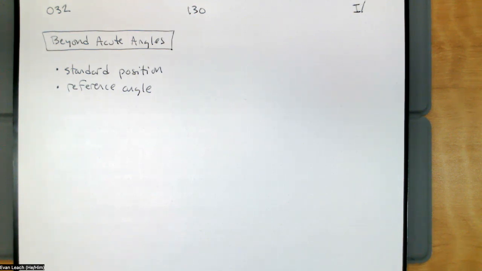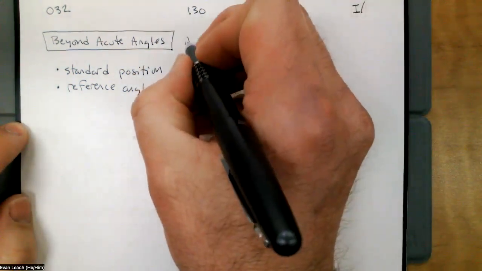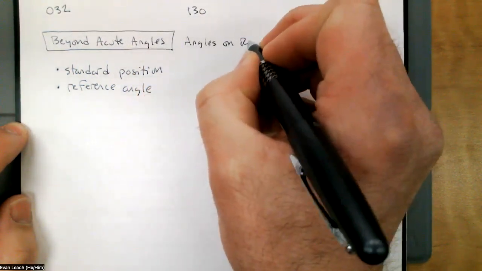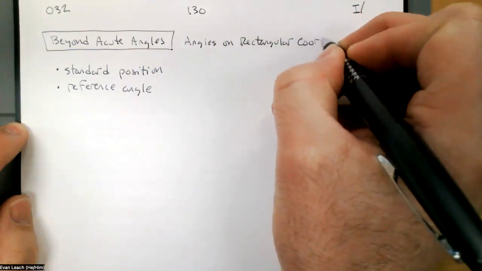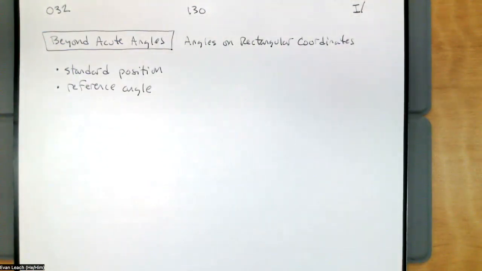To do that, we need some machinery. We need to all agree on how we're going to talk about this. And so what we're going to do is place angles on Cartesian coordinates or rectangular coordinates. So now we're going to put angles on rectangular coordinates.